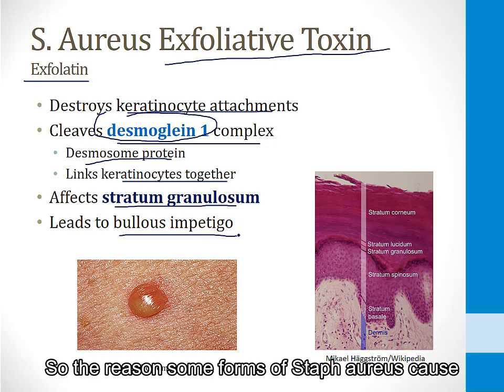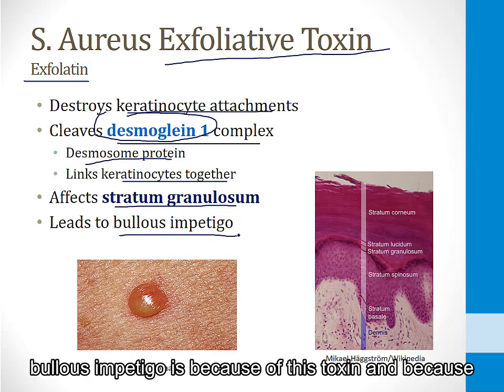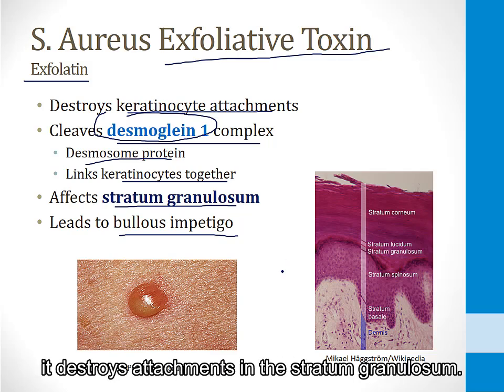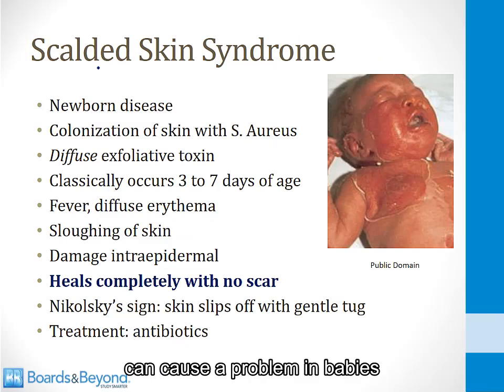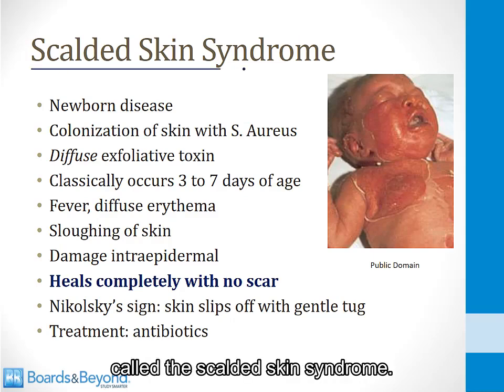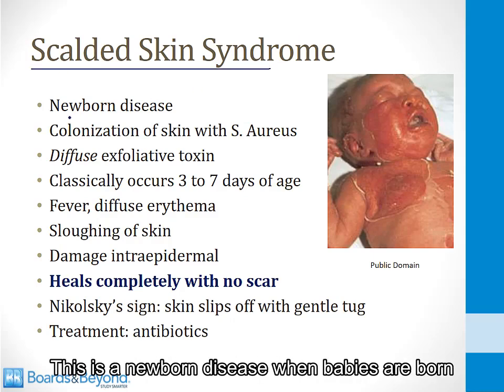So the reason some forms of Staph aureus cause bullous impetigo is because of this toxin and because it destroys attachments in the stratum granulosum. This same toxin produced by some strains of Staph aureus can cause a problem in babies called the scalded skin syndrome. This is a newborn disease.